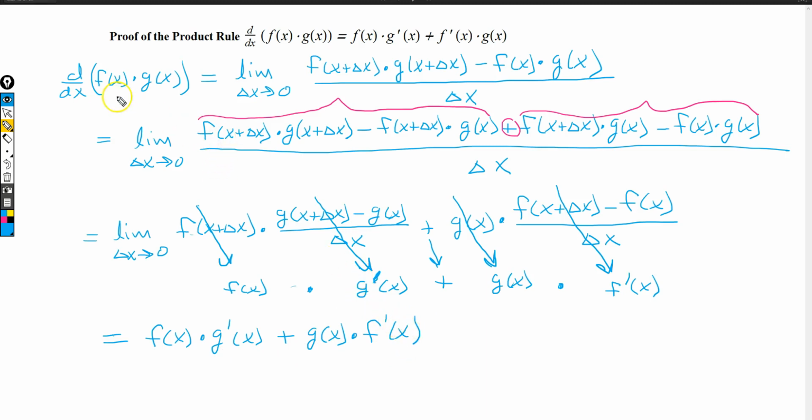We started with the derivative of f times g. We went back to our limit definition. We did some math tricks in here and a little bit of algebra. And we ended up with exactly what we wanted: f times the derivative of g plus g times the derivative of f. And that is how you differentiate the product of two functions. Alright, so that concludes our discussion of the product rule.